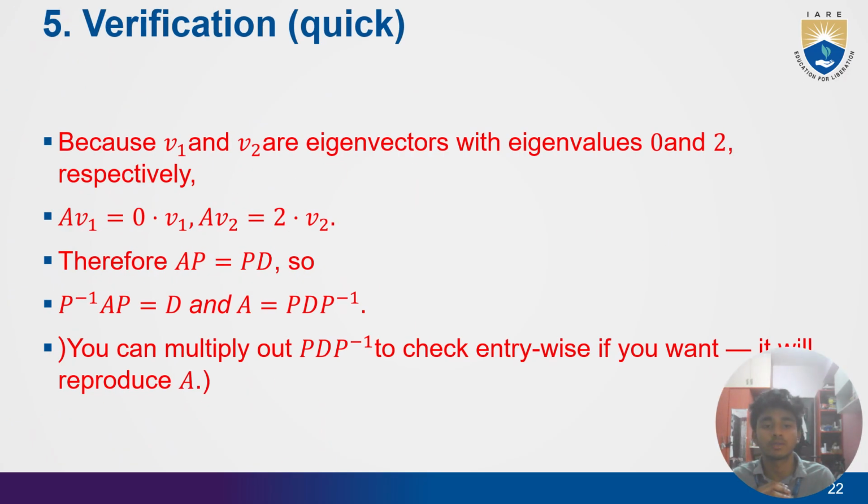A quick verification. Because v1 and v2 are eigenvectors with eigenvalues 0 and 2 respectively, A v1 is equal to 0 times v1, and A v2 is equal to 2 times v2. Therefore, A P is equal to P D. So, P inverse A P is equal to D and A is equal to P D P inverse.